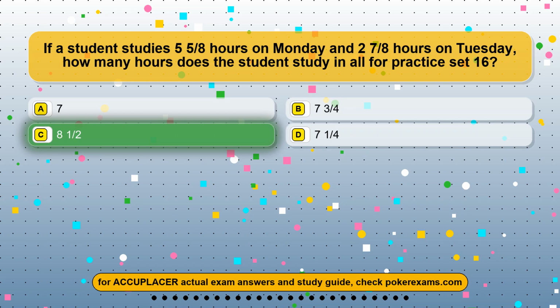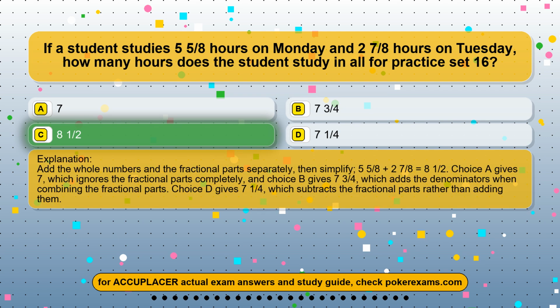The correct answer is option C, 8.5. Add the whole numbers and the fractional parts separately, then simplify. 5 and 5/8 plus 2 and 7/8 equals 8.5. Choice A gives 7, which ignores the fractional parts completely, and choice B gives 7 and 3/4, which adds the denominators when combining the fractional parts. Choice D gives 7 and 1/4, which subtracts the fractional parts rather than adding them.